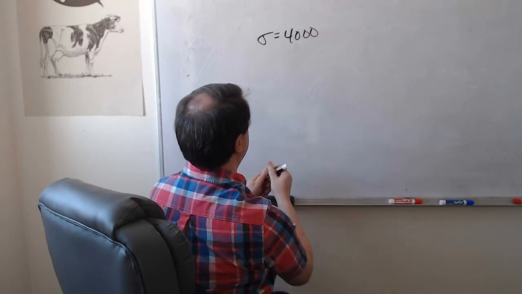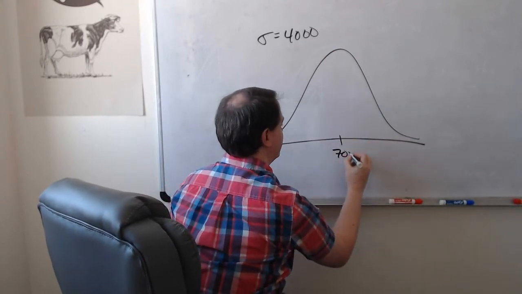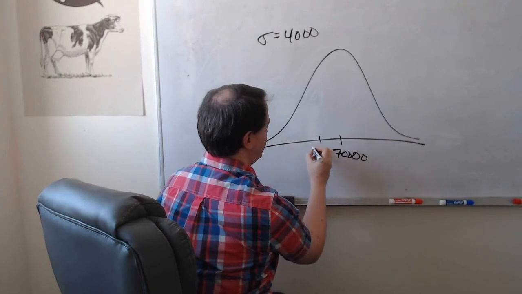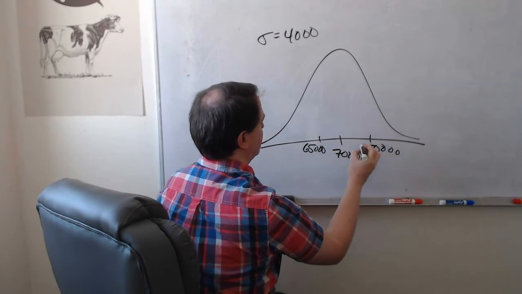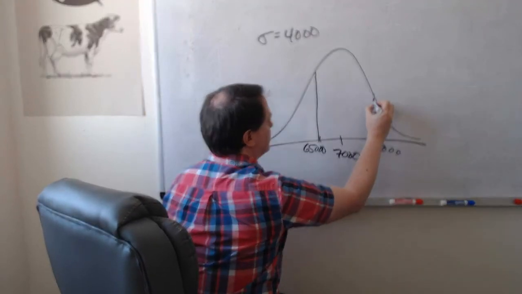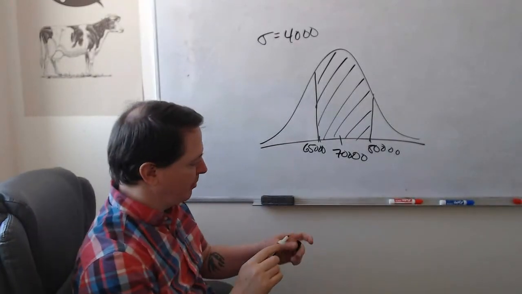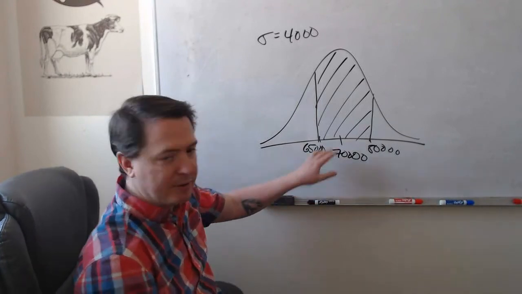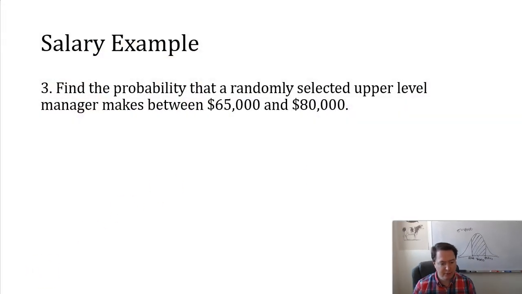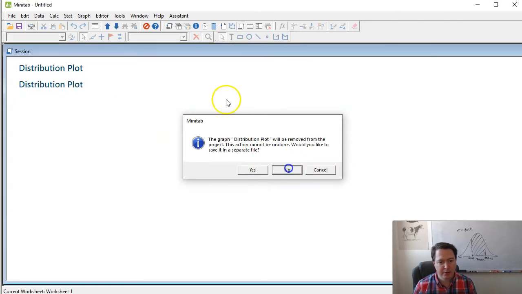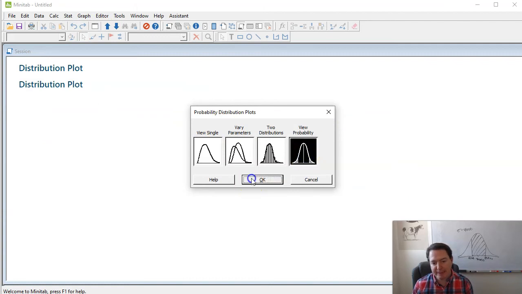If it's not, I probably did something wrong. So now we're looking for the probability that we get one of these salaries that's between 65,000, I guess that'd be over here, and 80,000, that'd be over here. So we're looking for this area. Areas are now probabilities. Okay, so let's find that. Again, I'm just going to flip over to Minitab and go to Graph, Probability Distribution Plot, and View Probability.